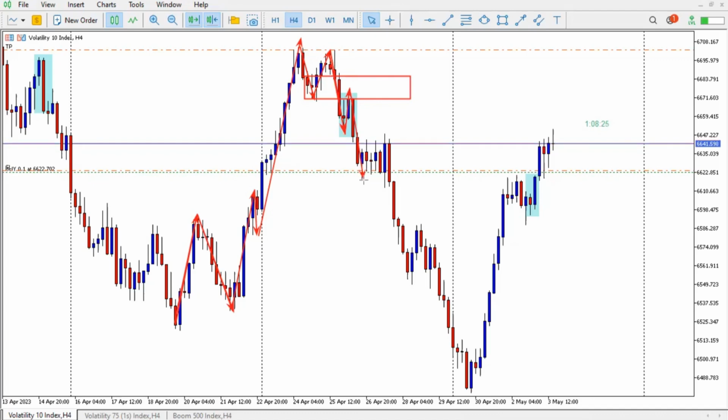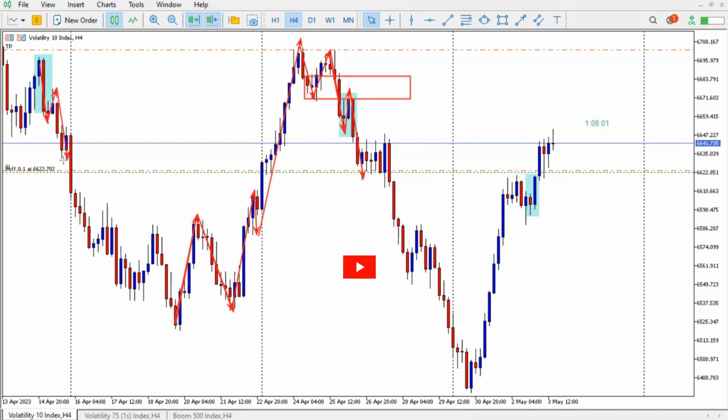Are you getting me? So whenever you see a break of structure like this at a top, in this manner, it means the market is about to go down. Then look at it here at the bottom. The market was coming from here ever since.